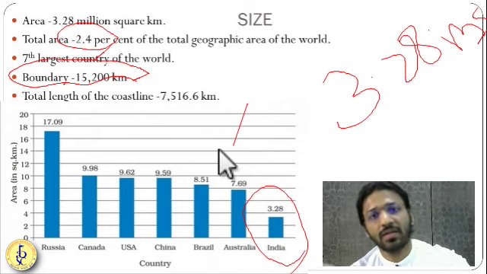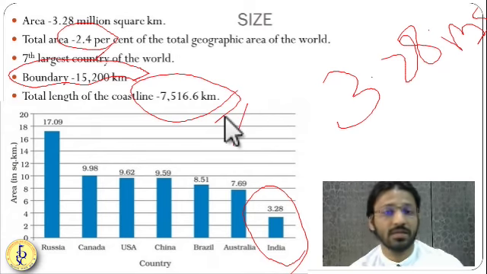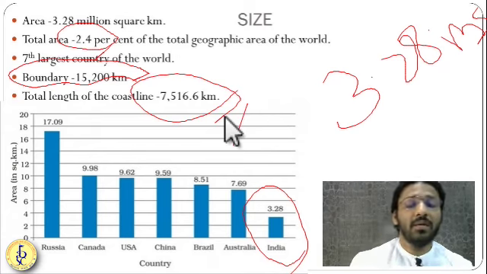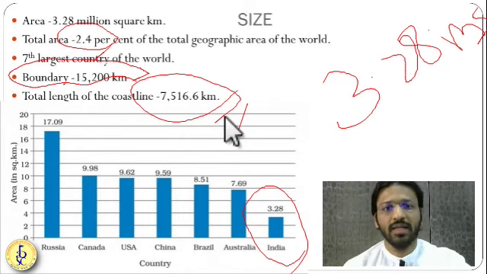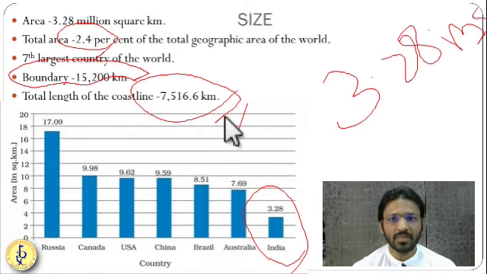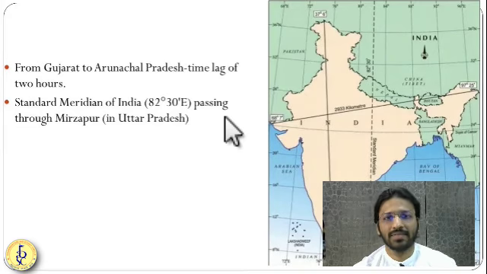We have 7,516 kilometers of coastline, including island plus mainland coastline. Mainland and oceanic coastline total 7,516 kilometers. So this is a very simple chapter. These facts we have seen.